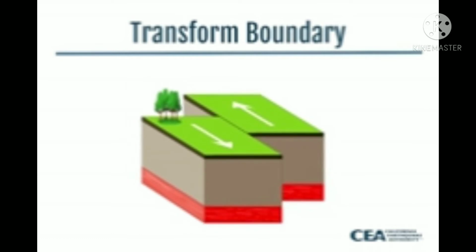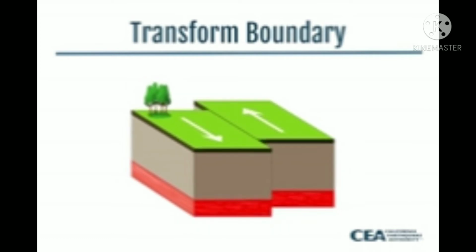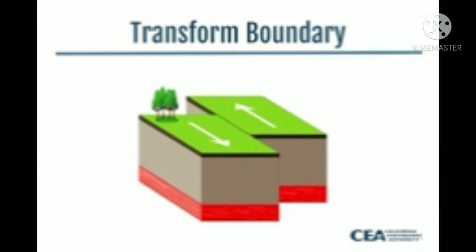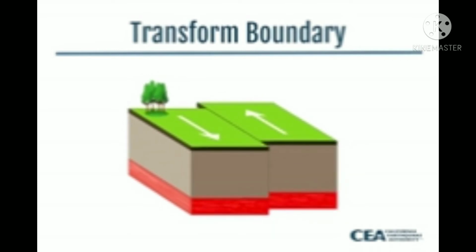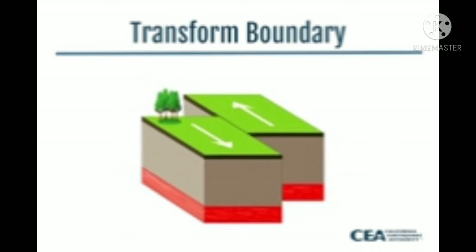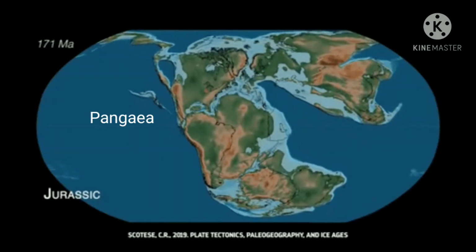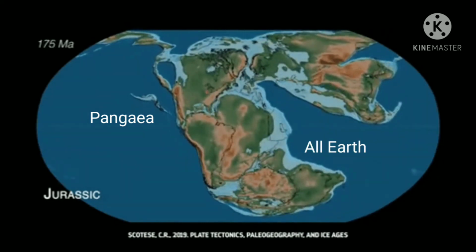At a transform boundary, two tectonic plates slide past one another. Because tectonic plates are not smooth, they grind and jerk as they slide. People who live in Southern California can feel these frequent jerks. They call them earthquakes. An incredible amount of energy is needed to move something as massive as a tectonic plate.